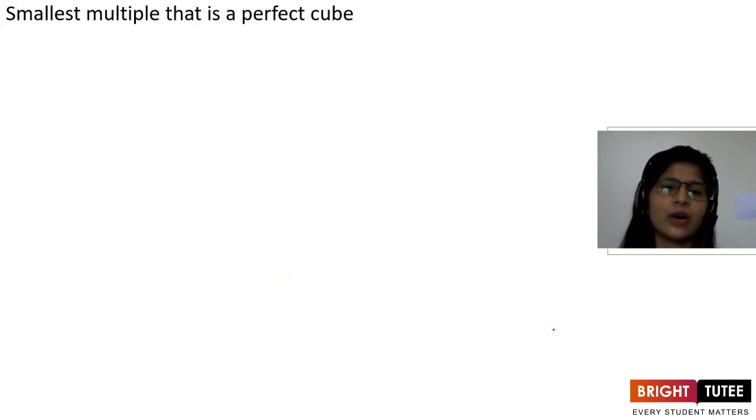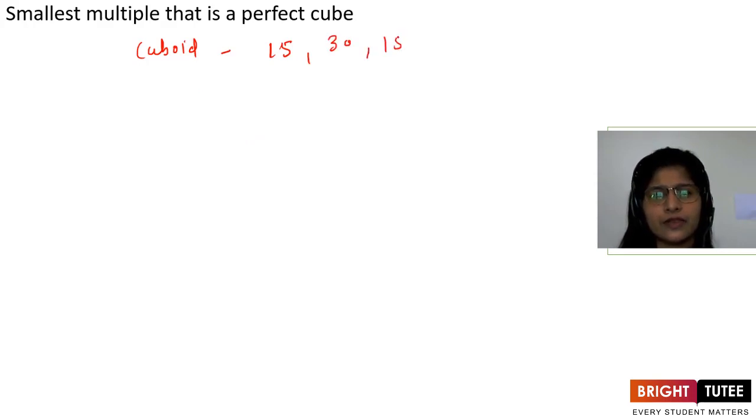Here, now we will discuss the smallest multiple that is a perfect cube. So we are going to take one example and then we'll come to know what is that smallest number that we should multiply with our number so that it becomes a perfect cube. So I'll take one example. Suppose you have a cuboid, okay, and the dimensions are 15, 30 and 15. Now you want to make a perfect cube from it.